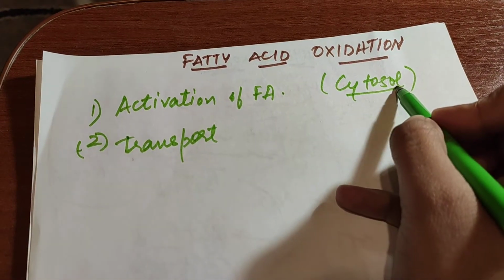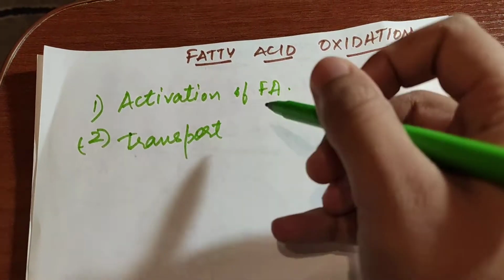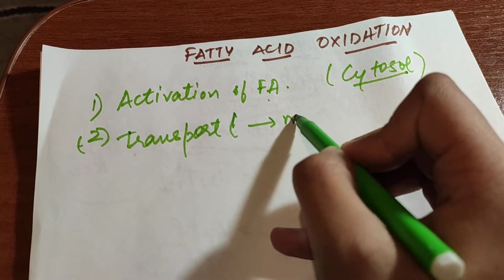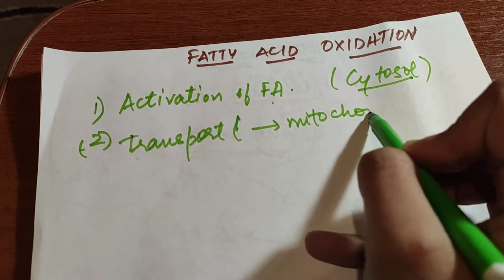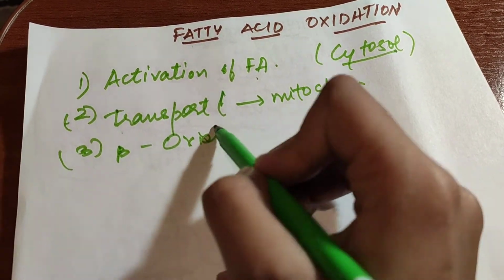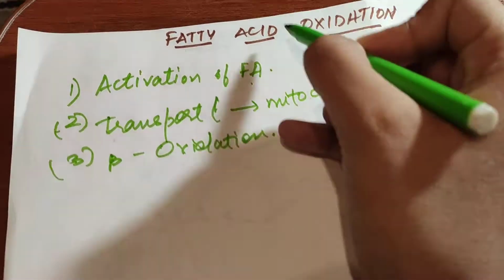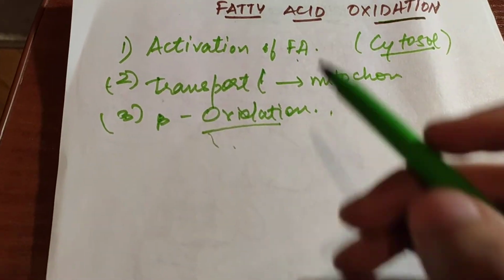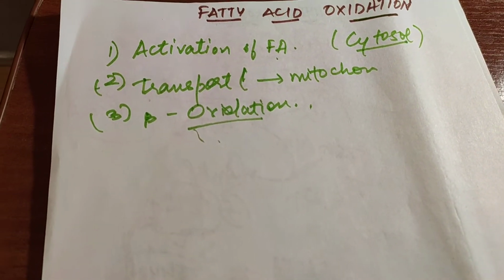This activation is occurring in the cytosol, so the transport of fatty acid will be into mitochondria. How it will be transported, we will discuss. And third and last is beta oxidation, that is the major heading, oxidation. So here the oxidation will occur. So first is the activation of fatty acids.